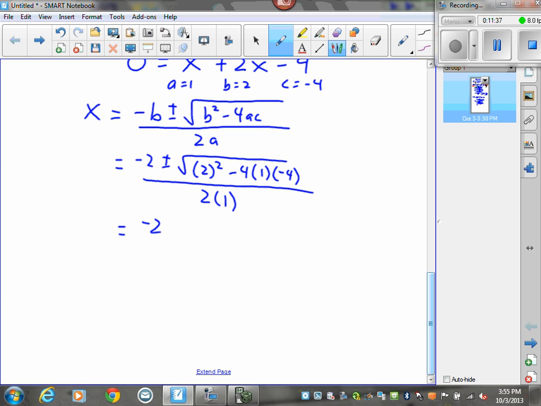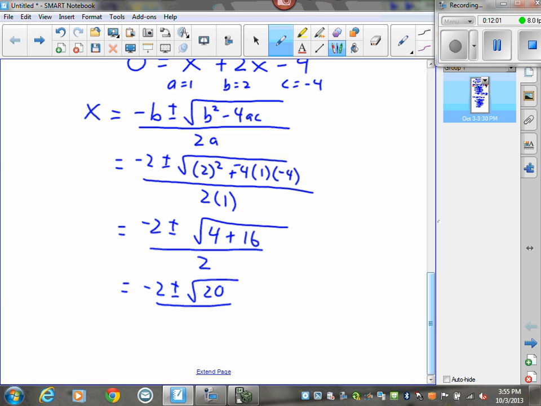All right, so I get negative 2 plus or minus 2 squared is 4. If I make this plus a negative 4 again, negative 4 times 1 is negative 4, times negative 4 is positive 16. 2 times 1 is 2. Adding 4 and 16 gives me 20 over 2.